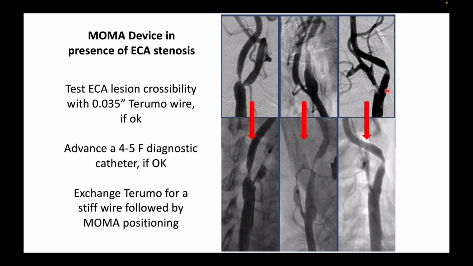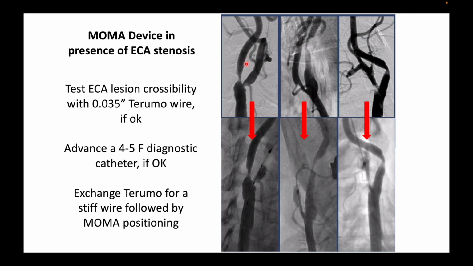But if you've got a disease pattern like this, where you have external carotid artery ostial disease, here you can see external carotid artery ostial disease, and here a third case of external carotid artery ostial disease. So what to do in these cases? Can we safely use the MoMA device in them? Well, it's an expensive device, and before you open it, you need to make sure that it will go through this external carotid artery if you want to use it.